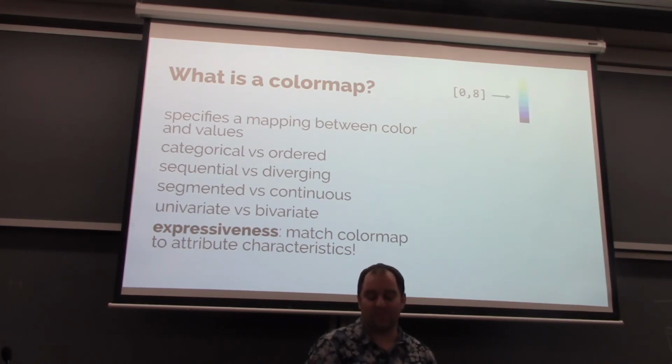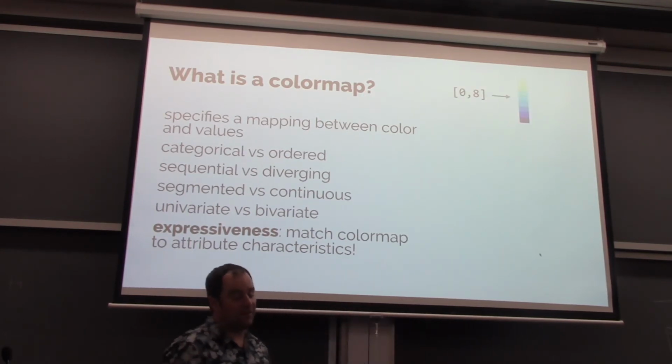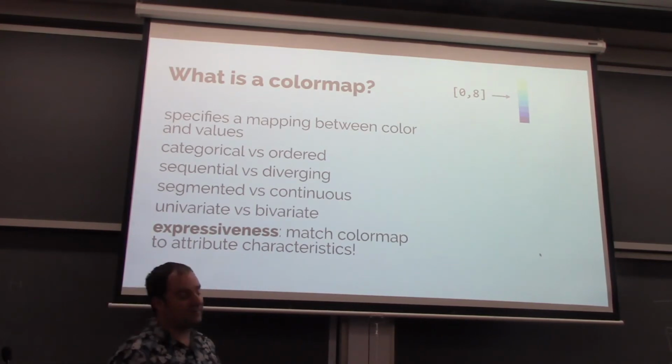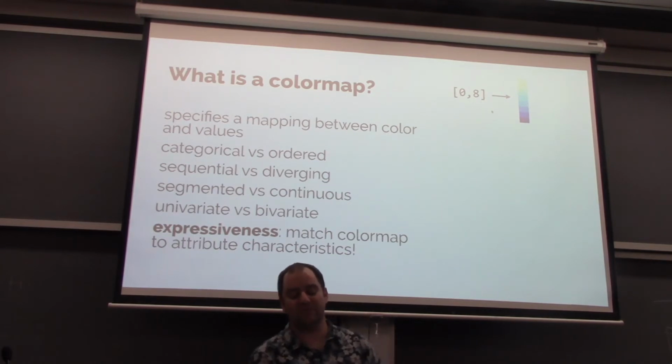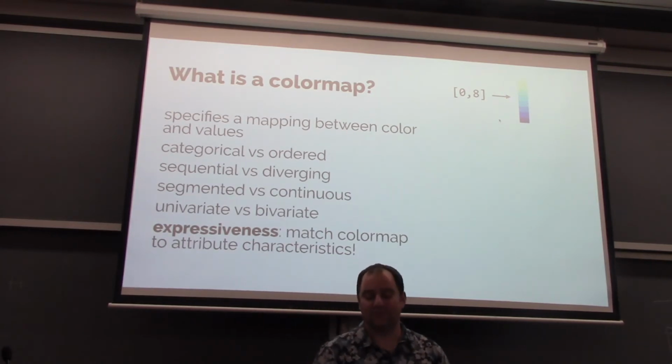bivariate, and so on. So here is a binned discrete color map that maps to a continuous interval from 0 to 8. But we can't see every shade here. We only see basically the integers. This would be like a categorical color map. We can't really order between those colors. And I'll be coming back to this.